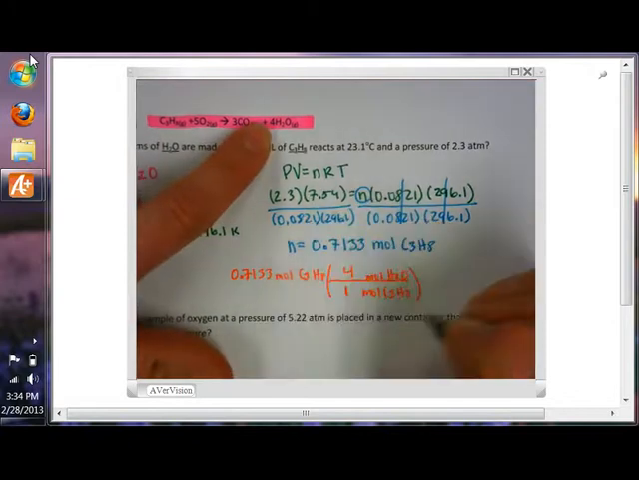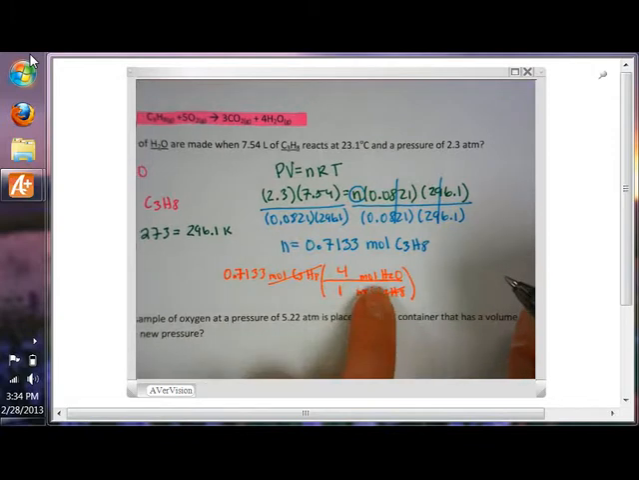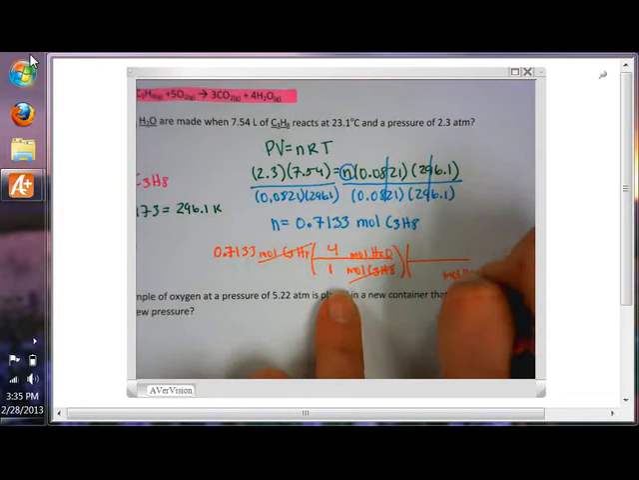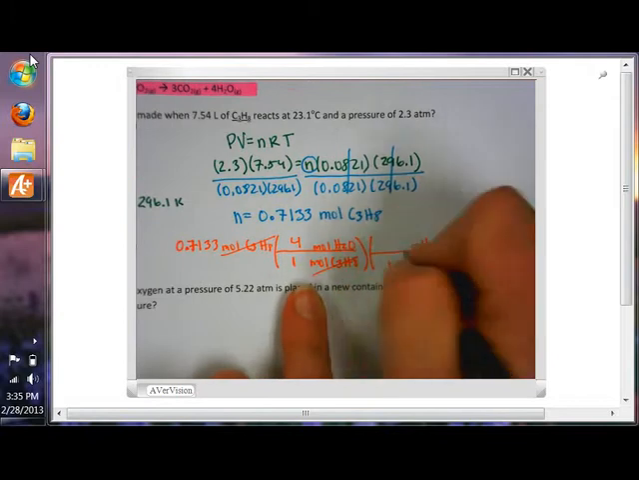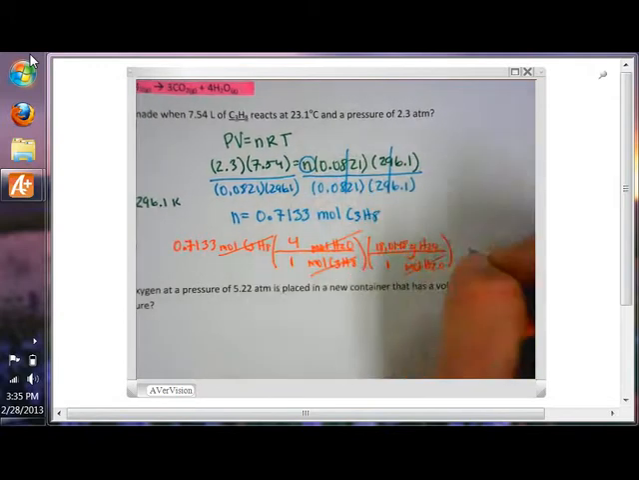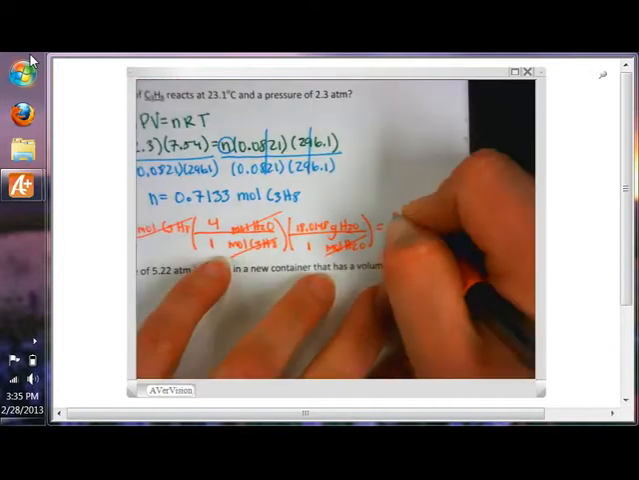Now that I'm at moles of water, I can go to grams of water. Moles of water go on bottom. Grams of water go on top. For every 1 mole of water, there's 18.0148 grams. Moles cancel. Type that into my calculator, and my calculator spits out 51.399. Now I need to worry about sig figs.